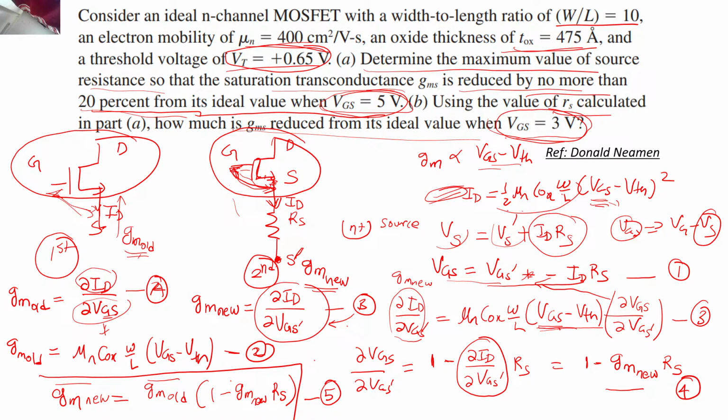So now what we have to do: the older Gm that we calculated was for Vgs equal to 5 volts. Now we have to calculate the same old Gm for Vgs equal to 3 volts. This Gm will become your Gm old over here, and the Rs value has been given to us, which we calculated in the previous question. So Gm old is given, Rs is given, and my only job is to find the new Gm value. Again it's based on the same formula, so I will be using the same concept.